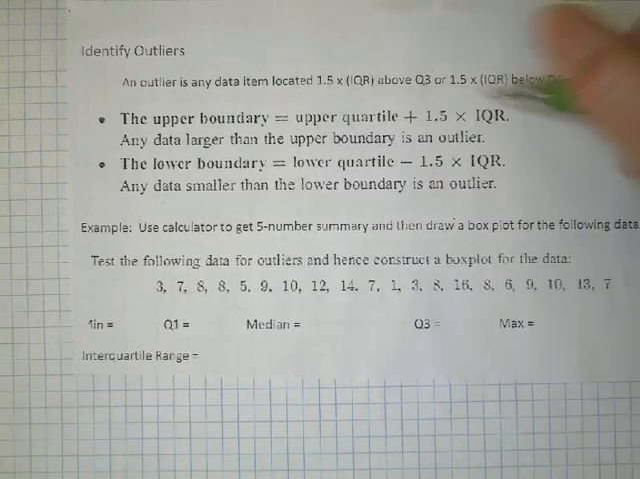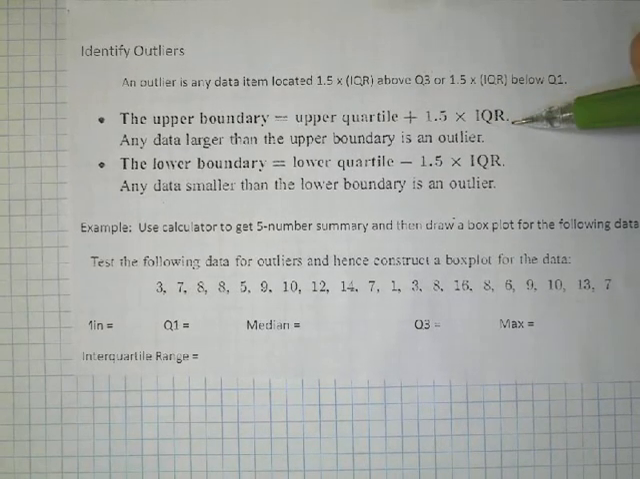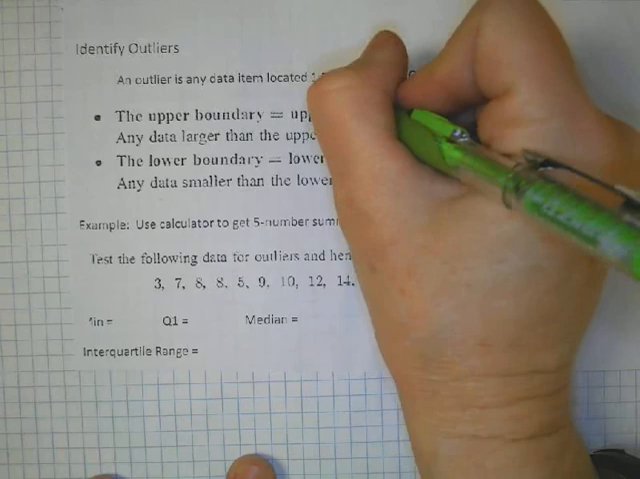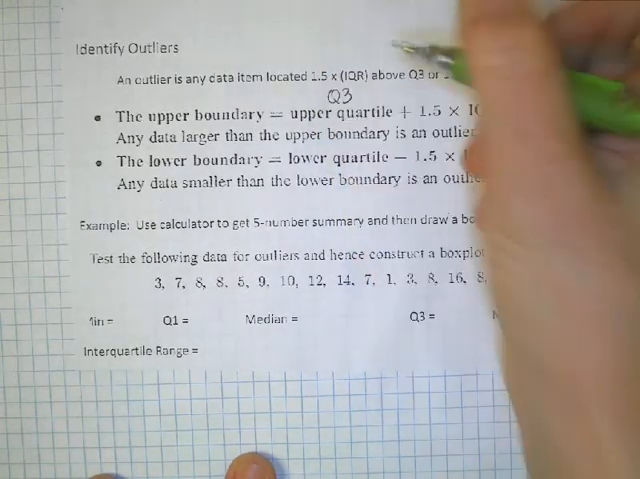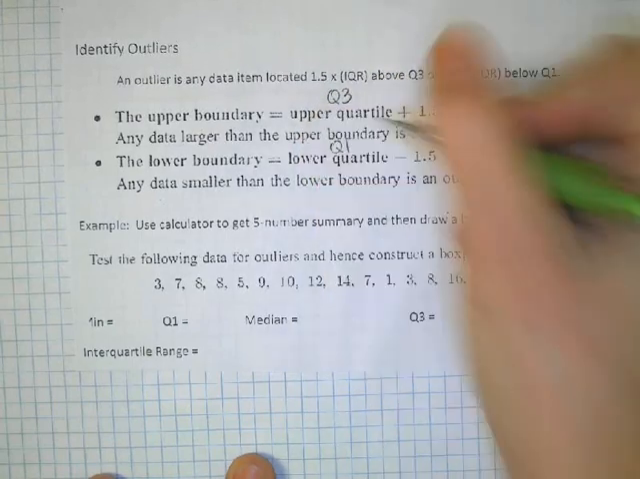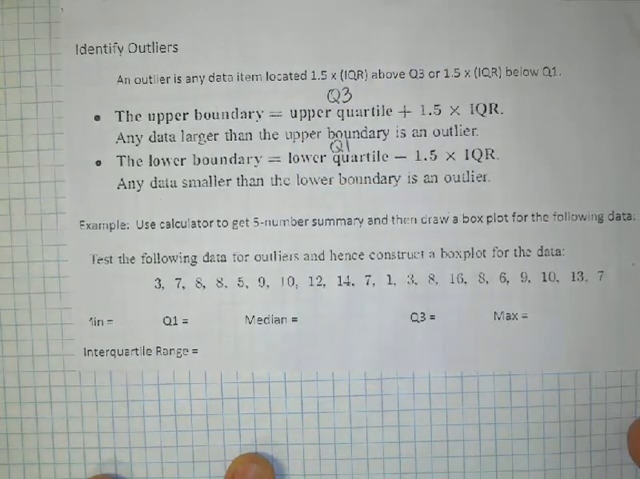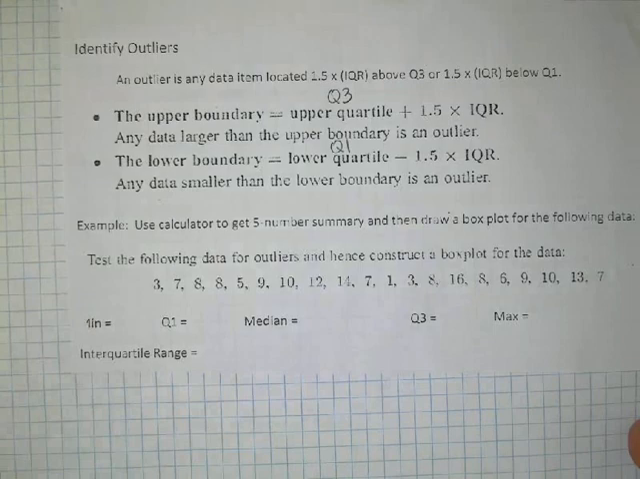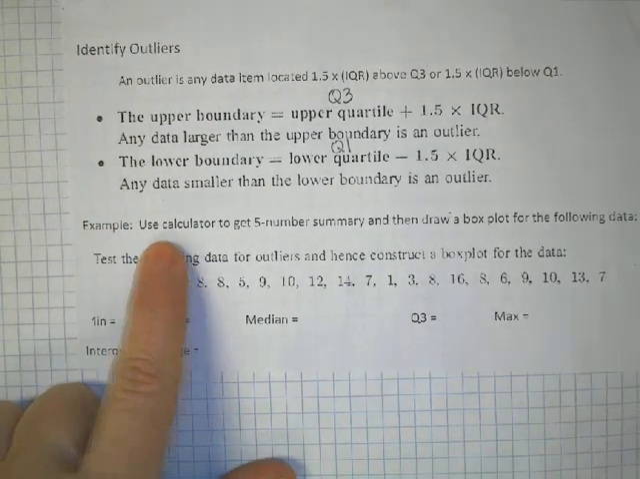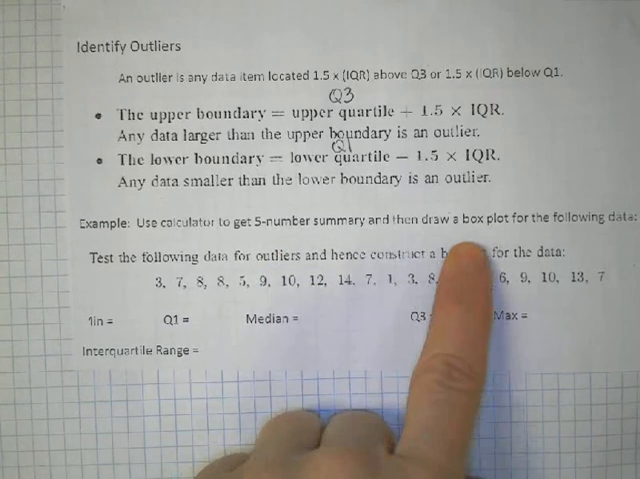We need to find the IQR. And in order to find the IQR, we need to find the upper quartile, which is the same thing as Q3. So when it says upper quartile, that's Q3. And the lower quartile is Q1. Then we can test our data to see if it is an outlier or not. So we're going to use our calculator to get the 5-number summary and then draw a box plot for the following data.